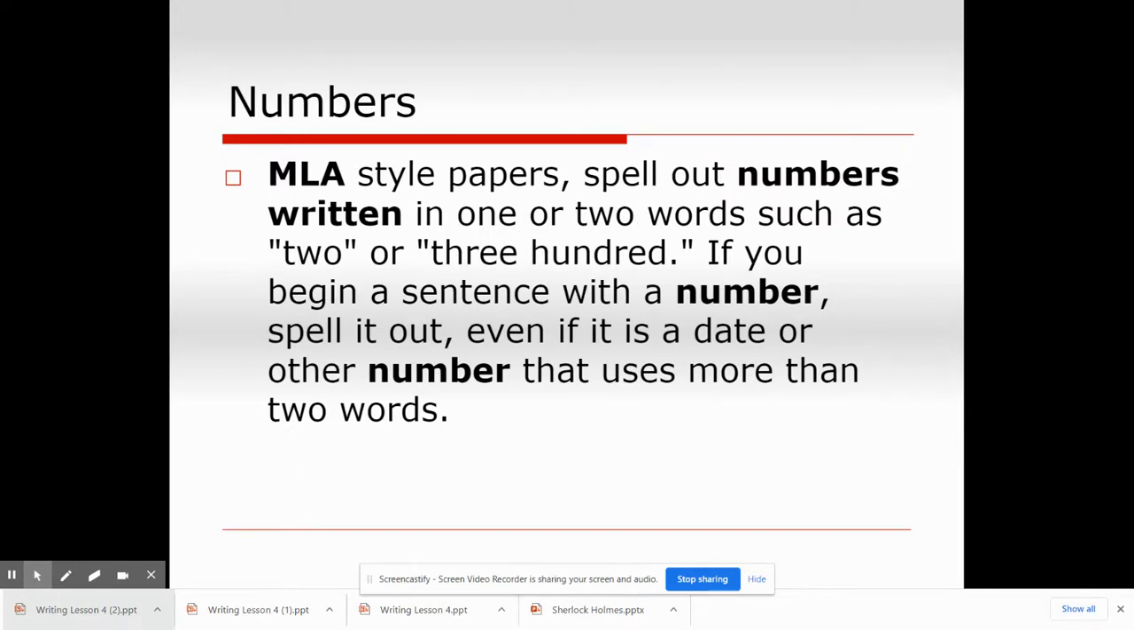All right, numbers. Should you have to write numbers for an MLA style paper, you want to spell out the numbers in longhand, written in one or two words, if you can do that. So words such as 2 or 300, because those are only one or two words long, you're going to write those out completely. If you begin a sentence with a number, spell it out even if it is a date or other number that uses more than two words. If the number is really, really long, like a statistic that's going to make it arduous to write it out, then you can go ahead and just put in the numerical characters instead of writing it out.